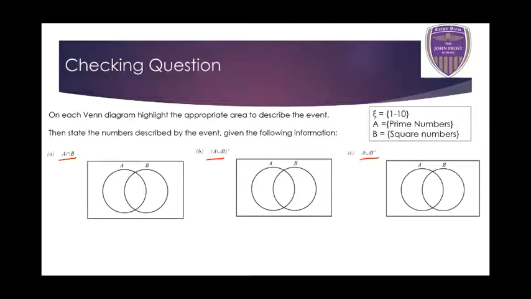And then the next part of that is you then need to state the numbers described by the event given the following information. For the total set of numbers 1 to 10 inclusive, event A is that they are prime numbers, and event B is that they are square numbers. So you need to state the numbers described by each of these events, these Venn diagrams. I'd highly recommend drawing the Venn diagram to find out where the numbers go in it. Okay, so pause the video and have a go. Best of luck.